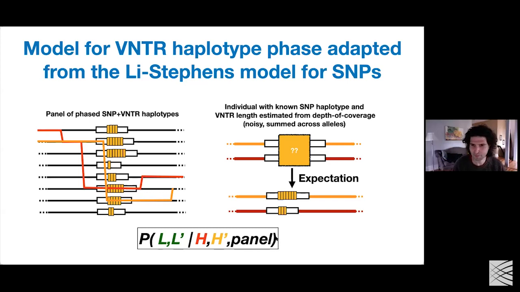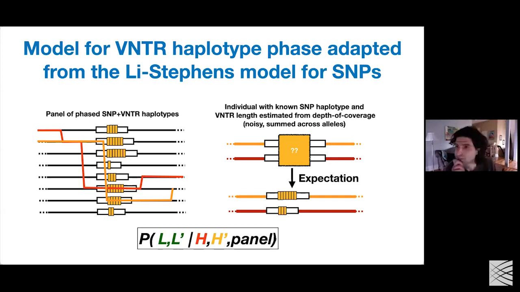The generative model also dictates a posterior distribution for individuals with SNP haplotypes only, allowing us to impute VNTR alleles into SNP array data, which we'll do later. We'll phase the exome sequenced individuals in the UK Biobank and impute into the participants who only have SNP array genotypes, non-sequenced.